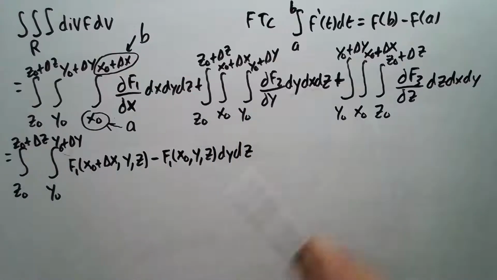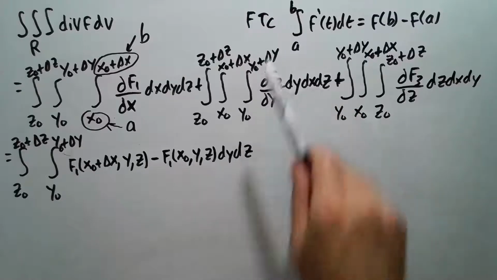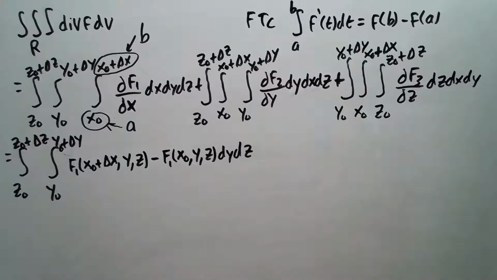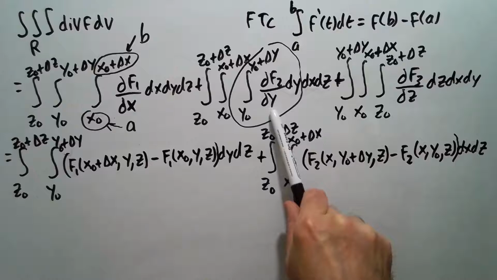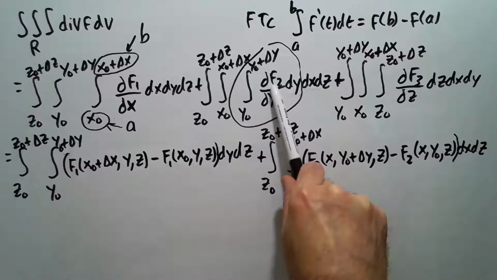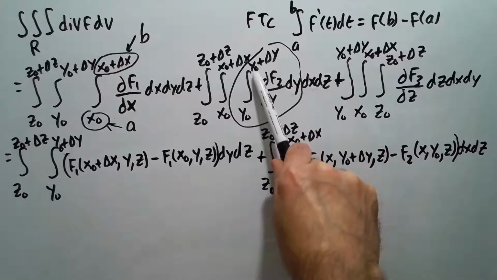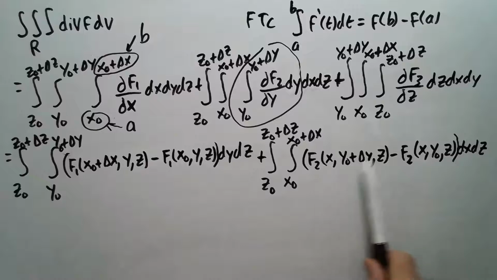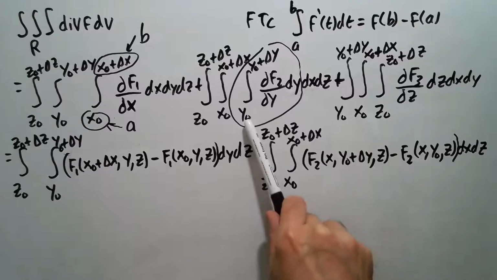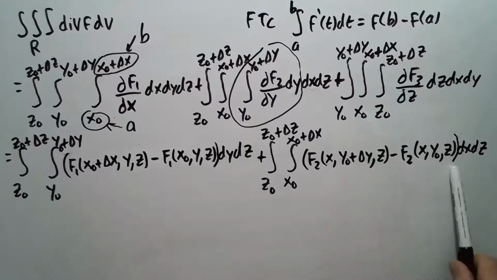Let's apply the FTC now to this guy here. So let me write the answer here. Okay, so applying the FTC to this guy, there's going to be f2 evaluated at our b value, which is going to be the upper limit here, so y0 plus delta y, which I've done here. And for the x and z, just put x and z. Then subtract, putting in y0 in place of y, and x and z here. So it'll be this guy here.